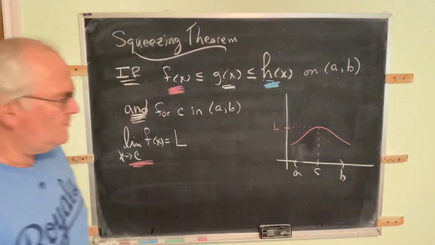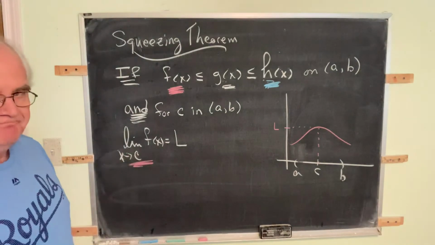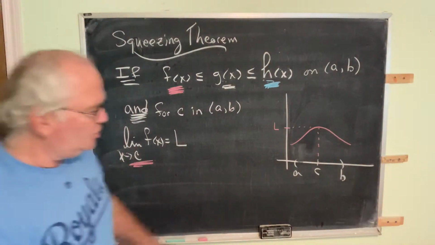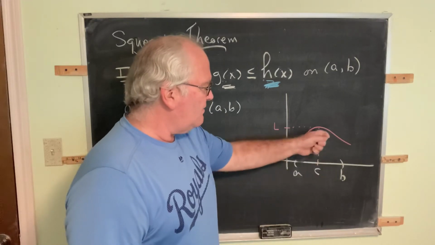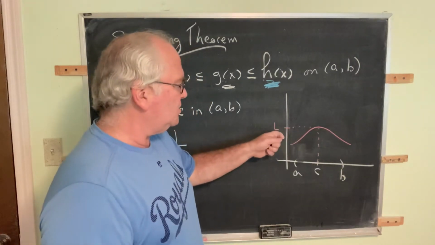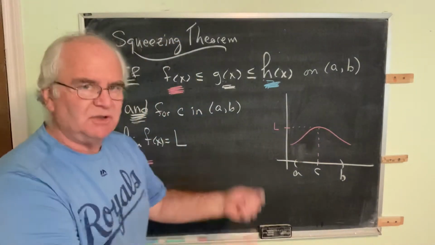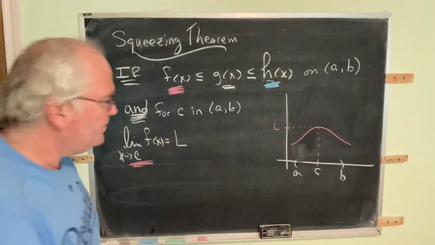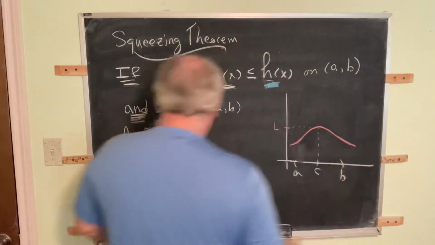The limit as x approaches C of f of x is equal to L. So as you choose values on the x-axis that get closer and closer to C, the values on the y-axis get closer and closer to L. It doesn't need to be precisely like this, but this illustrates the point pretty well for what we're doing here. So we have that condition met.